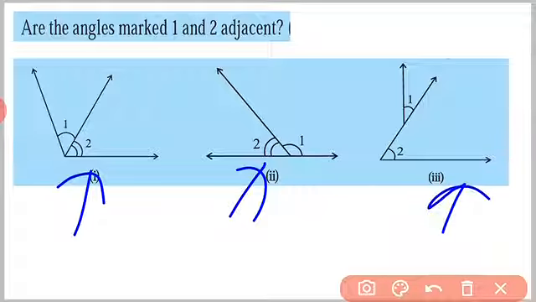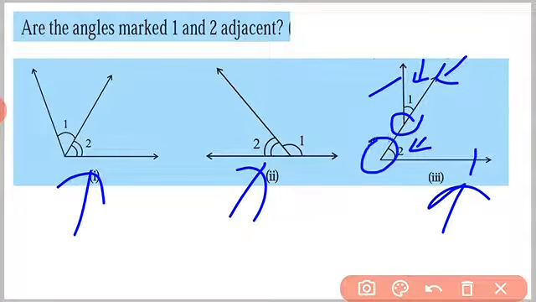Let's check the third case. We have angle 1 and angle 2. We can see that this arm is common to both the angles, and these are the non-common arms, but their origin is not the same, that is, they don't have a common vertex. So in the last case, angle 1 and angle 2 are not adjacent.